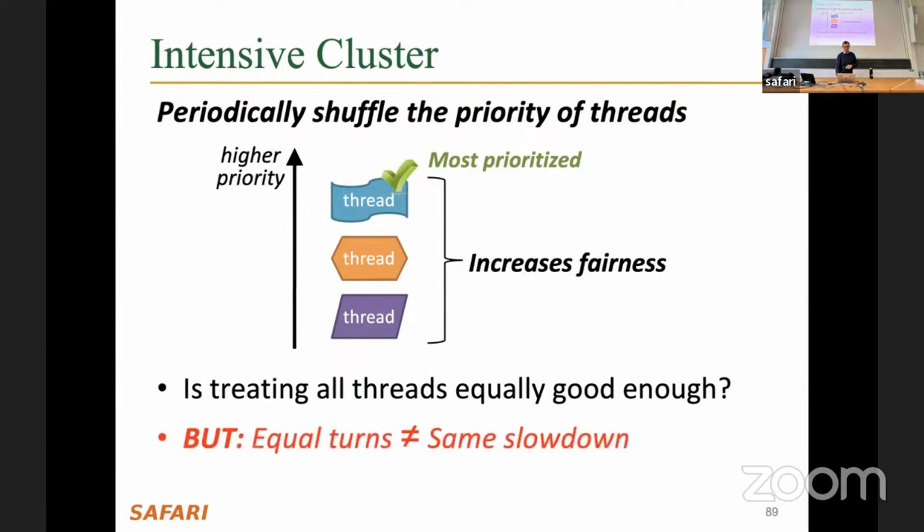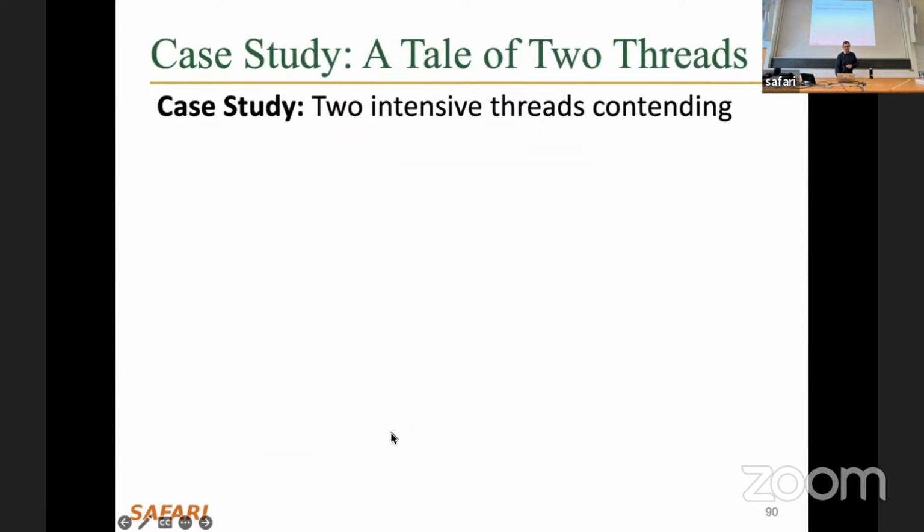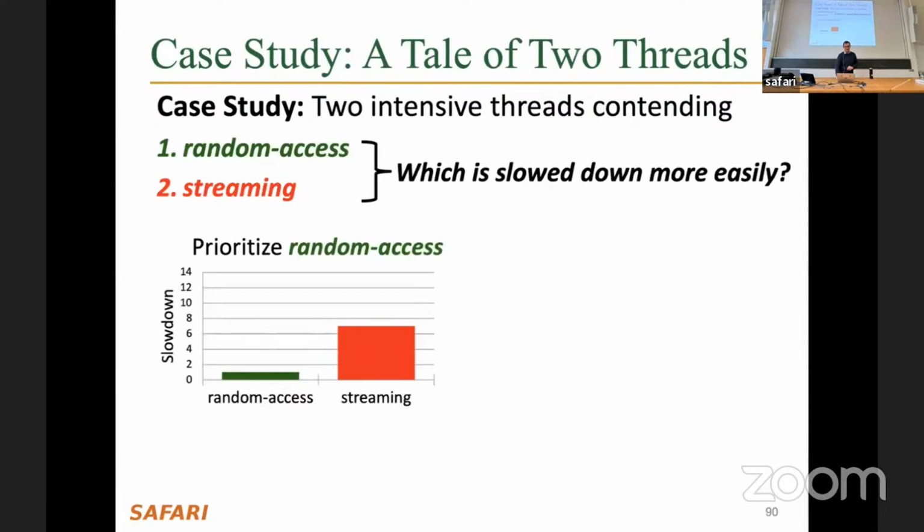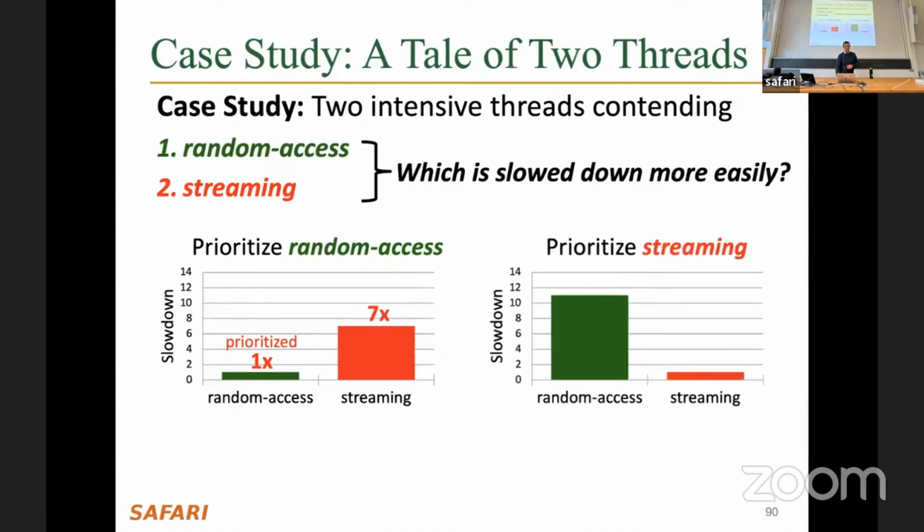It's not optimal. Equal turns does not give the same slowdown for different threads, and we have known this. If you look at a random access thread versus a streaming thread and you run them together, if you prioritize the random access thread, it slows down the streaming thread much less than if you prioritize the streaming thread. And you kind of expect that, right? We've seen this before. If you prioritize the streaming thread, it hogs the row buffer, whereas the random access thread spreads its requests across banks. And if you prioritize it, the streaming thread doesn't get affected as much.